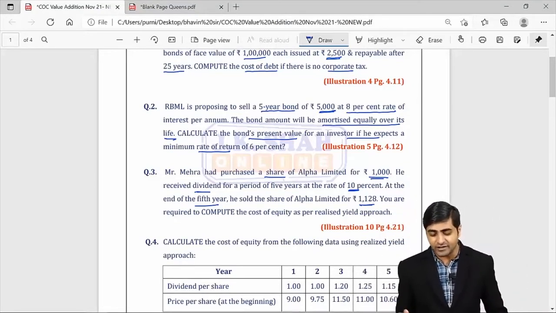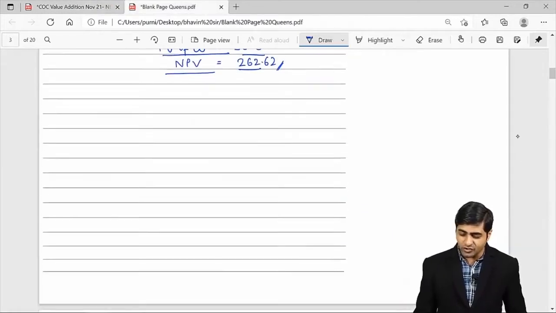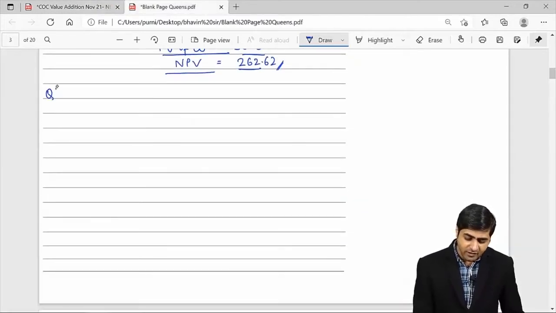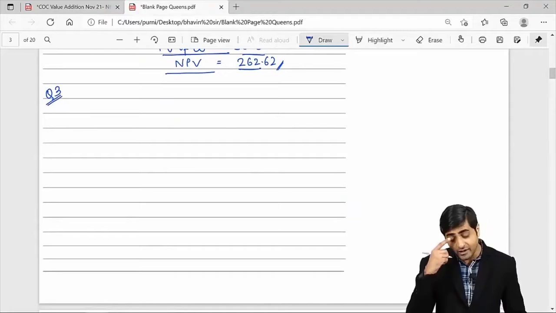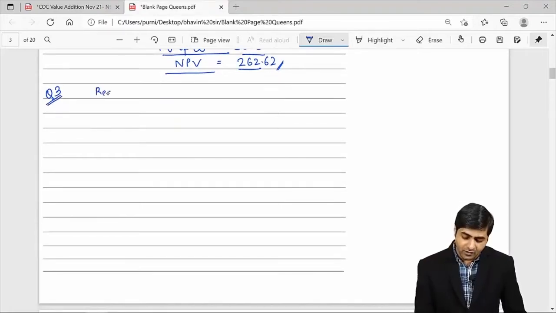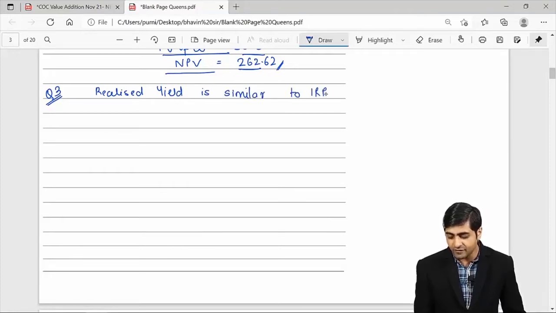So guys, let's calculate the KE. Okay, so how will you approach? You all can solve this along with me. Question number 3, you can write down here, realized yield is similar to internal rate of return.